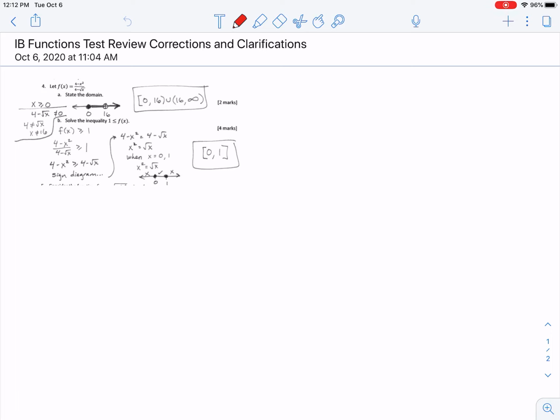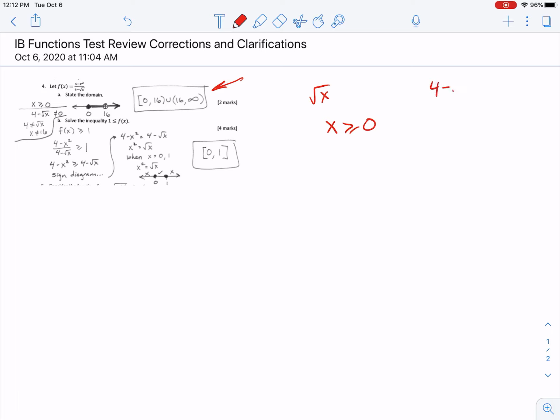And we came up with this domain right here because we can't take the square root of a negative. So when I see this square root of x on the denominator, I need to make sure that x has to be greater than or equal to 0. That's the first thing. We can't take the square root of a negative, and since you're not Chuck Norris, you can't divide by 0.